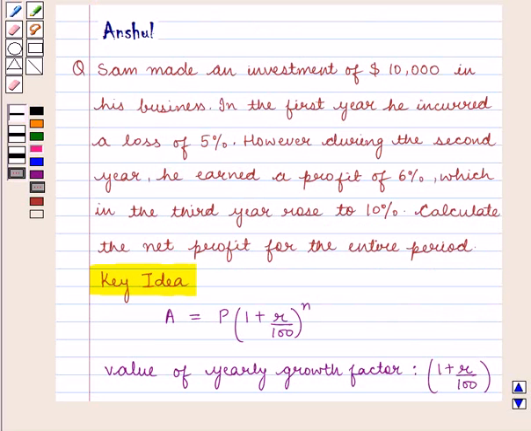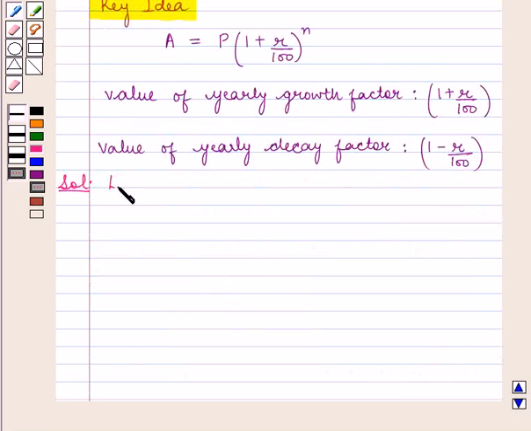According to the question, Sam made an investment of $10,000 in his business. He had a loss of 5% in the first year. However, during the second year, he earned a profit of 6%, which in the third year rose to 10%. We need to calculate the net profit for the entire period. Let the investment made by Sam be P, which is equal to $10,000.